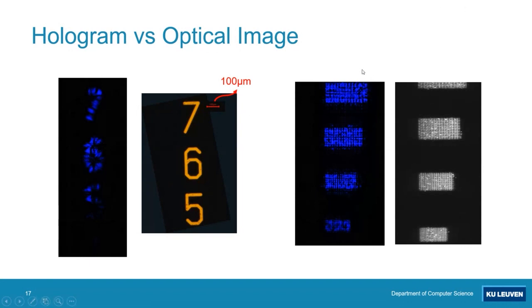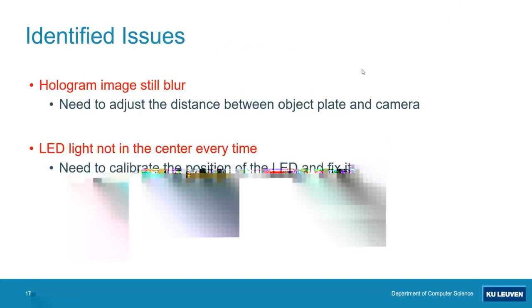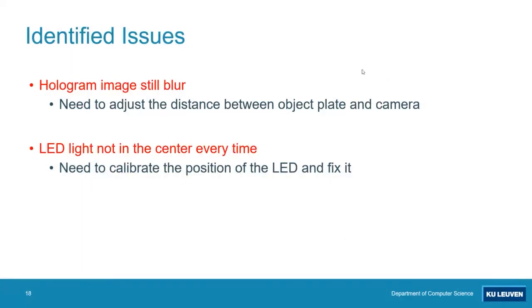From this result, we can already identify a few issues. First, the hologram images are still very blurry. For that, we think we need to adjust the distance between the object plate and the camera. Another thing we observed while obtaining the holograms is that the LED light is not in the center of the setup every time. So we need to calibrate the position of the LED and fix it, so that we can obtain the same light source environment every time.